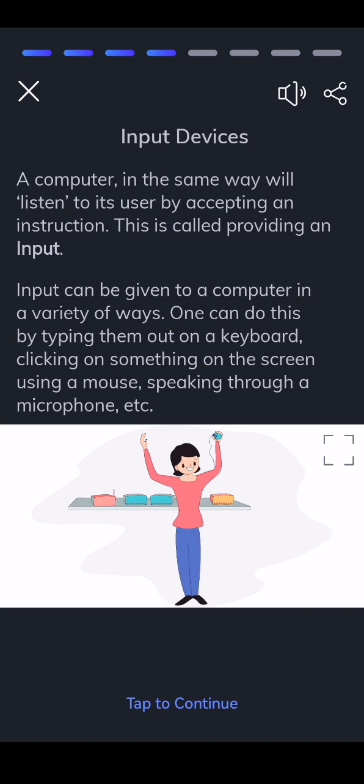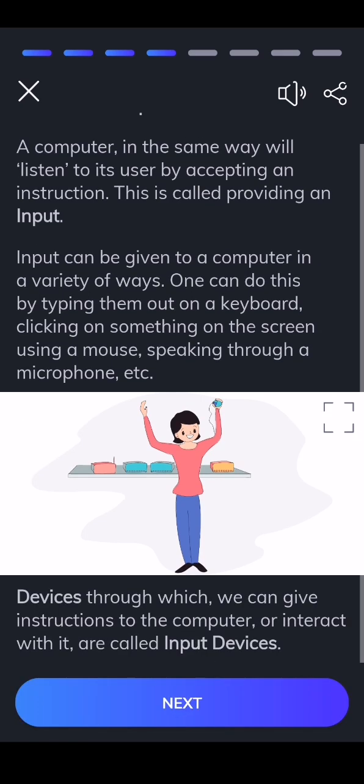Input can be given to a computer in a variety of ways. One can do this by typing them out on a keyboard, clicking on something on the screen using a mouse, speaking through a microphone, etc. Devices through which we can give instructions to the computer, or interact with it, are called input devices.